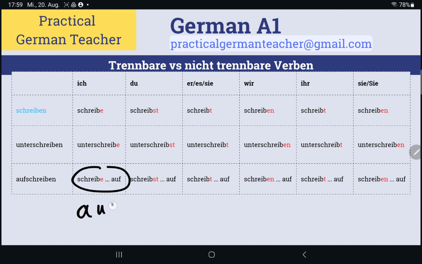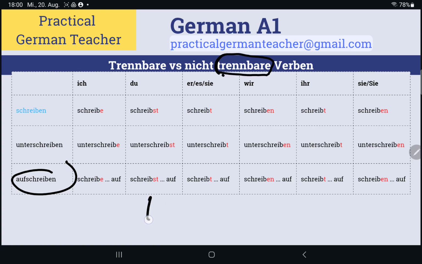You had written this as aufschreibe. What I am saying is, you don't write auf over here, you write auf at the end. That's all I have done. Why do we have to do it? Because this is a trennbares Verb. What does the adjective trennbar mean? It means separable.